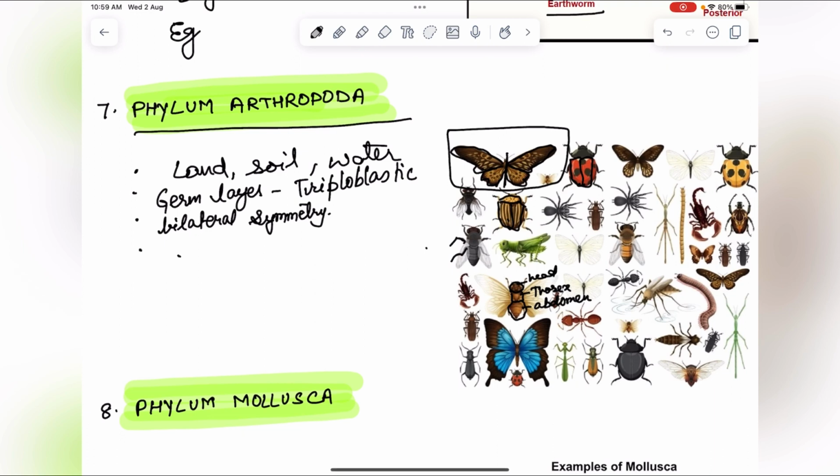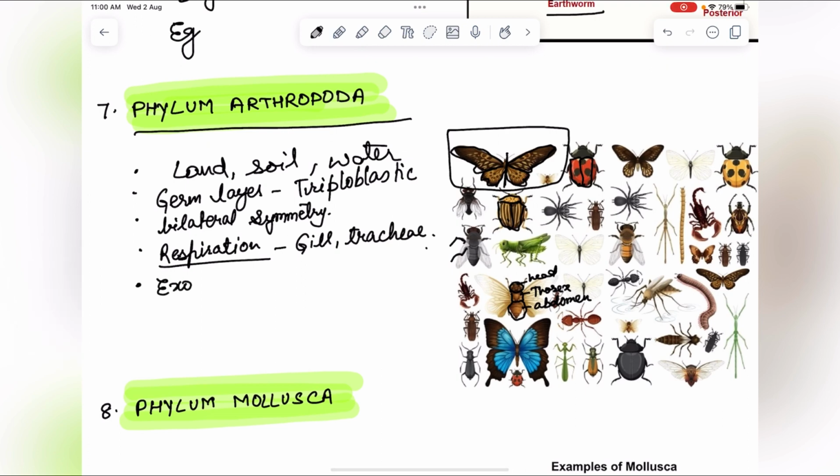Fourth point will be respiration will take place through the general body surface, gills, or trachea. They have an exoskeleton. Their body is made up of exoskeleton and this exoskeleton is made up of chitin. Excretion will take place through Malpighian tubules.